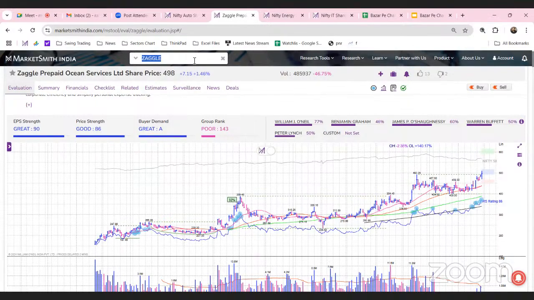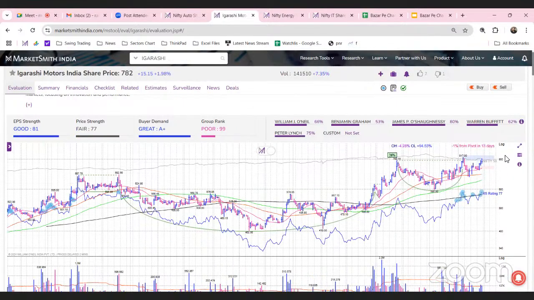Next is Igarashi Motors. IGRC trend is positive. Even today there is a bullish candle formation, and the stock is about to give a breakout above almost 3 months of consolidation zone. So just keep watching this particular stock. Only concern is that there is strong resistance in the range of 830 rupees, which is almost 5-6% away. But overall trend and sentiment are positive in this particular stock.